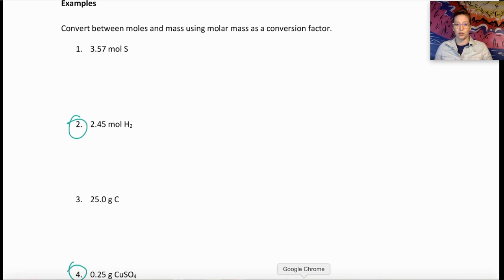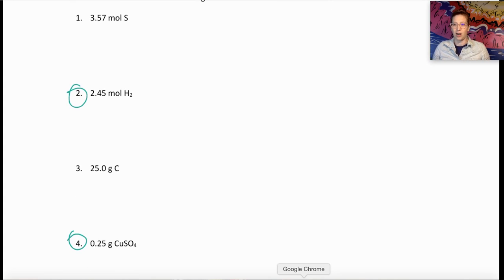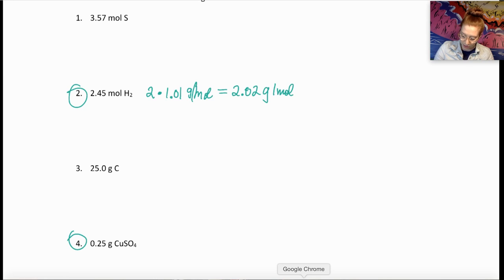So if we're given moles, we'll convert to grams. If we're given grams, we'll convert to moles. But I actually want to start out by finding the molar mass of each of these, and then we can go from there. Okay, so I'm going to do molar masses in green. I've got molar mass of H2. This is diatomic hydrogen. So I'm going to take 2 times the mass of hydrogen from the periodic table. It's the first element on there. It has a mass of 1.01 grams per mole. And so this is going to be 2.02 grams per mole of H2.